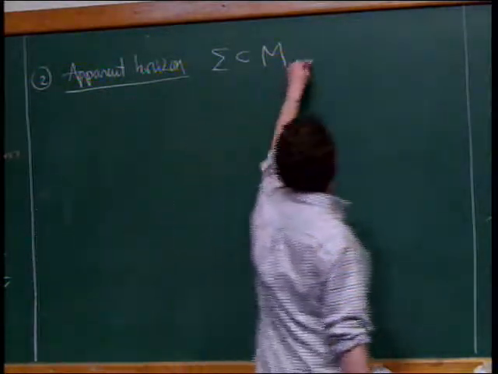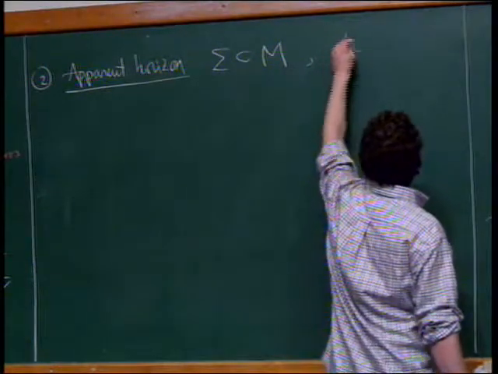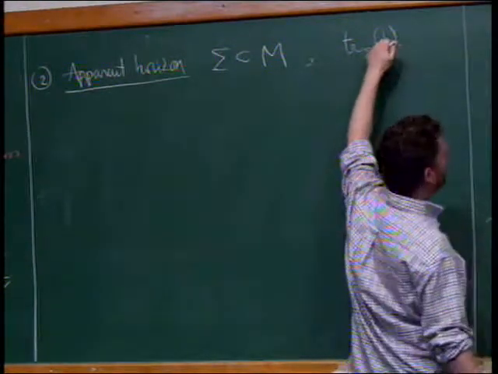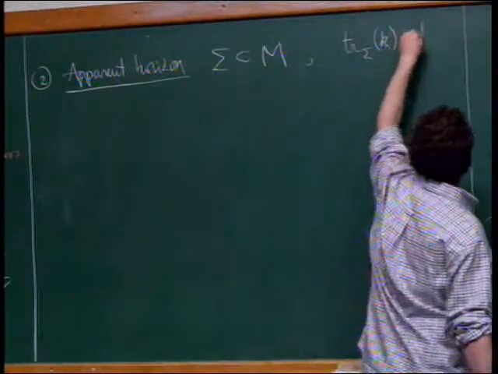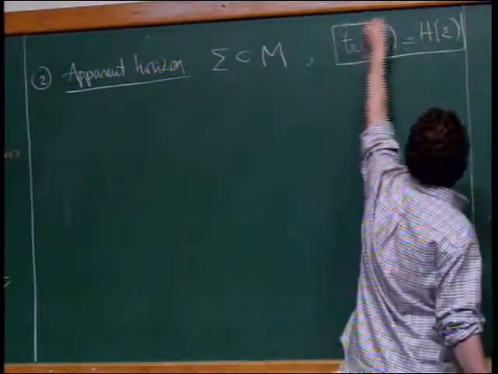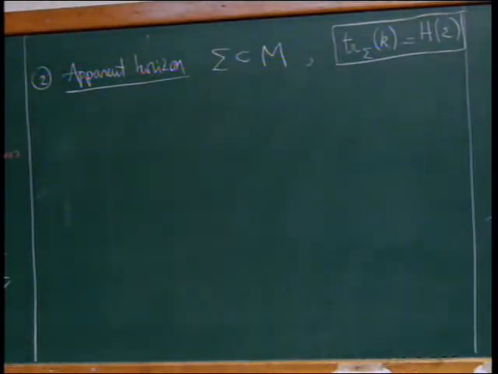This is defined as a hypersurface for which the following holds. The trace over this of the second fundamental form K equals the mean curvature. This is the equation, the apparent horizon equation. Okay, so it's that equation.